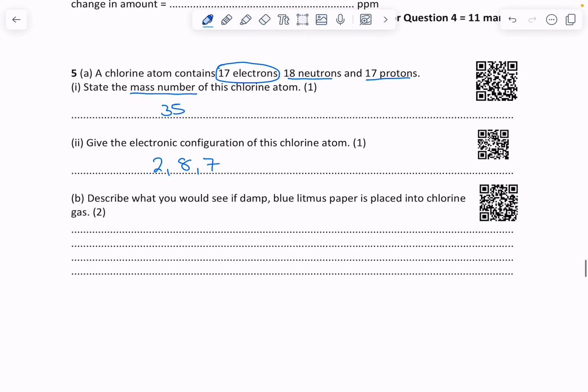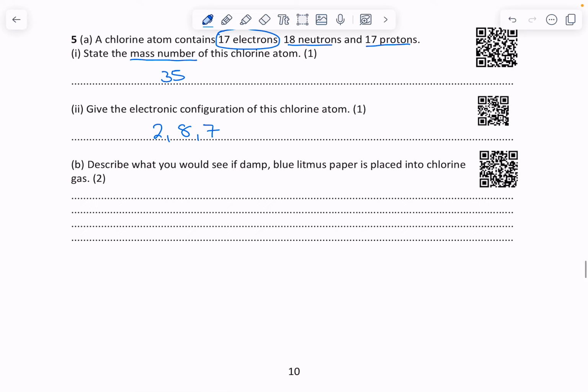What would you see if you had damp blue litmus placed into chlorine? Well, the first thing that would happen is it would turn red, and that would get you one of the marks. And the second mark, it would then bleach white, so it then gets a white colour, and that's going to get you the second mark in the answer.